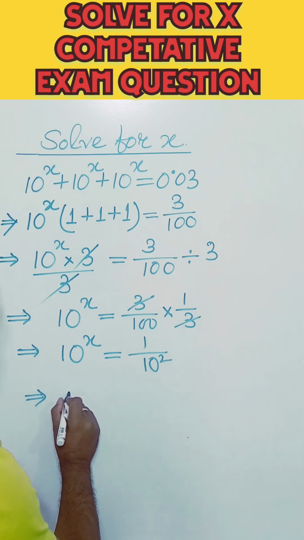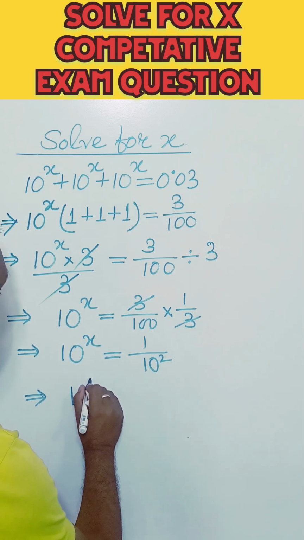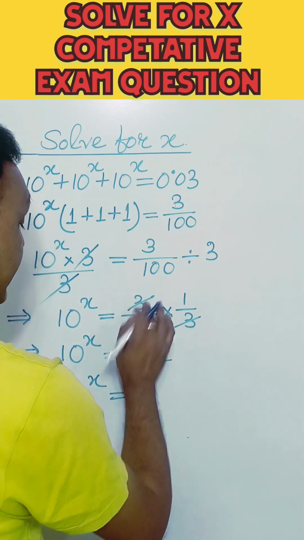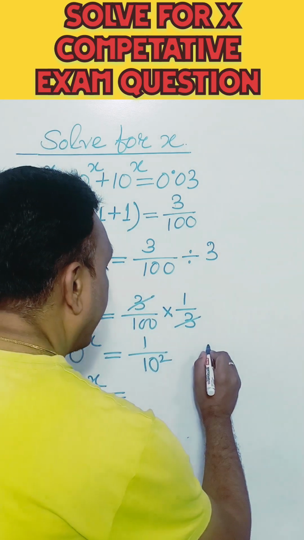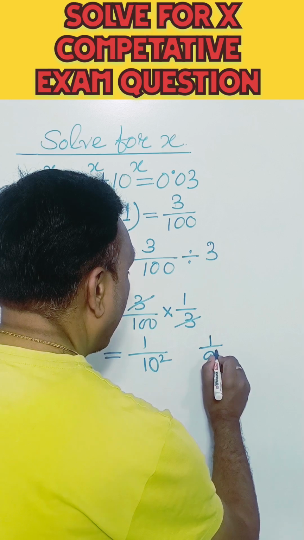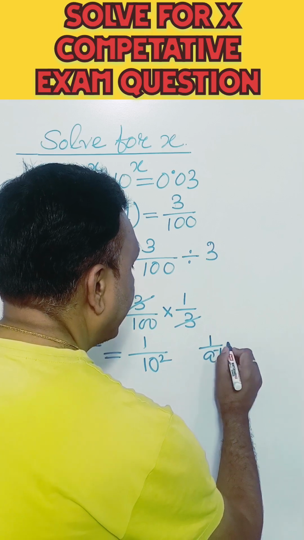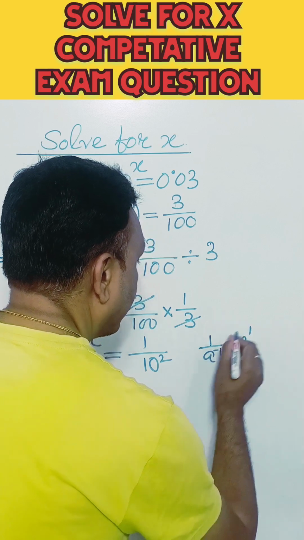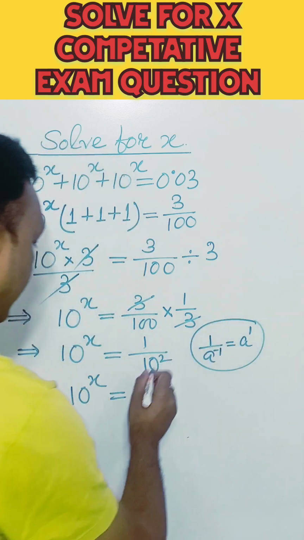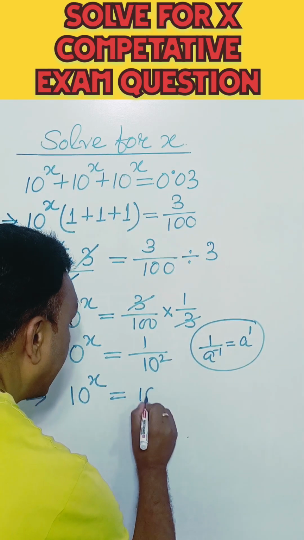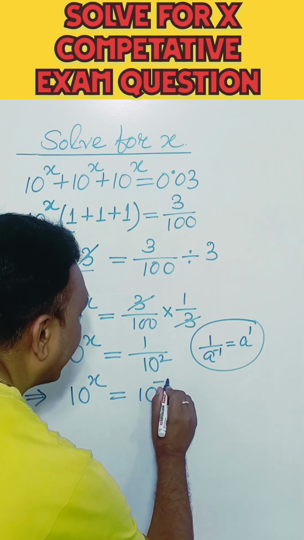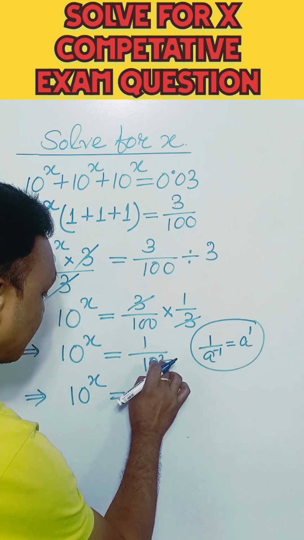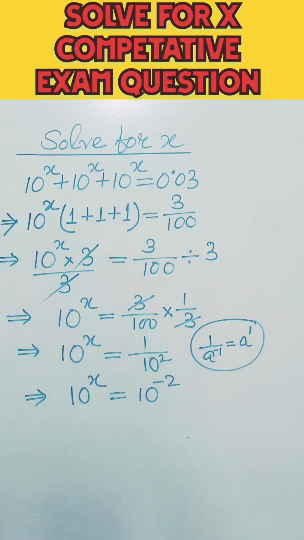Now, what will we do? 10 raised to the power x. Then if I take it to the numerator, the rule is that 1 by a to the power minus 1, if we take it to the numerator, it will be a to the power 1, positive 1. This is the laws of exponents I'm going to use here. So it will be 10 to the power minus 2. That is reverse. Here is minus, it becomes plus, but here it is plus, it becomes minus.